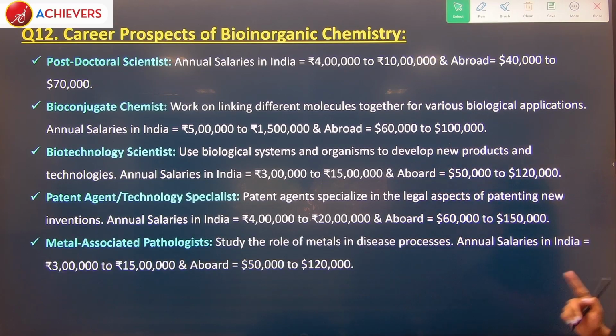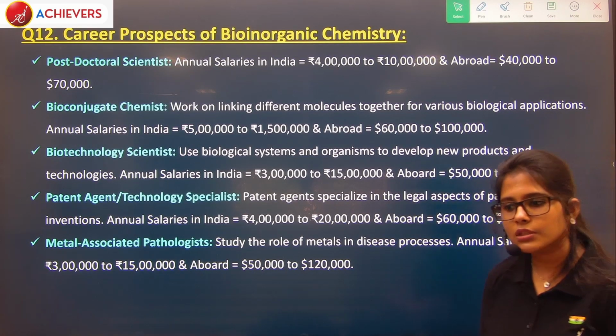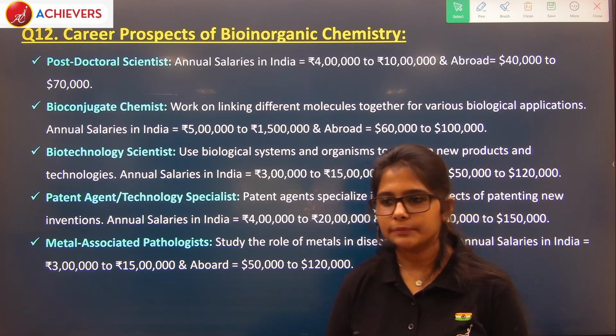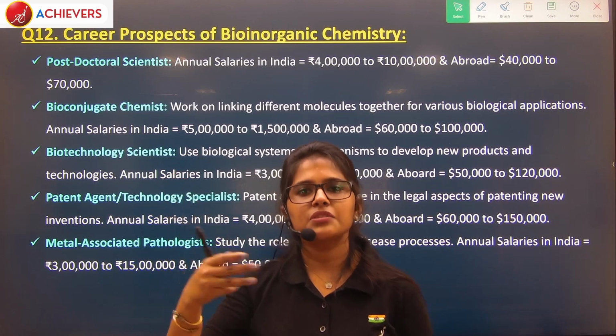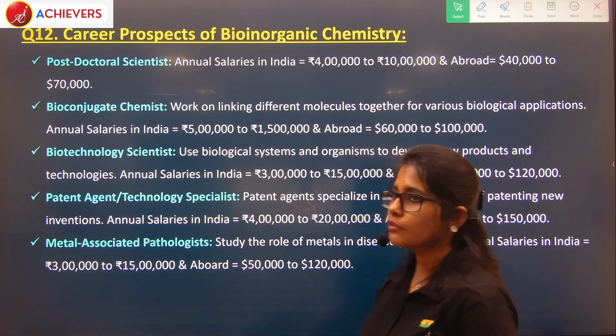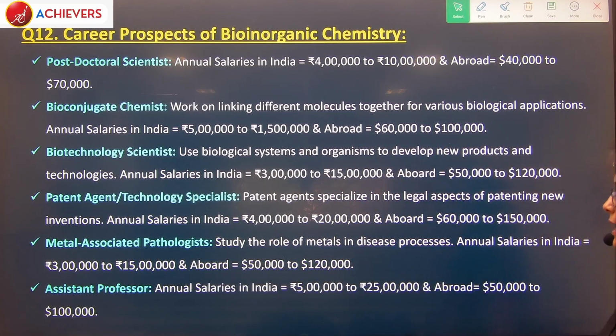So next, metal associated pathologists, who study the role of metals in disease processes. Annual salaries 3 lakhs to 50 lakhs per annum. Stay in your own country to work hard. Industry को आगे लेके चलो, and you see how blooming it becomes for you and your future generations. Last is assistant professor, very important, very popular. We know this. Annual salary is like 5 lakhs.